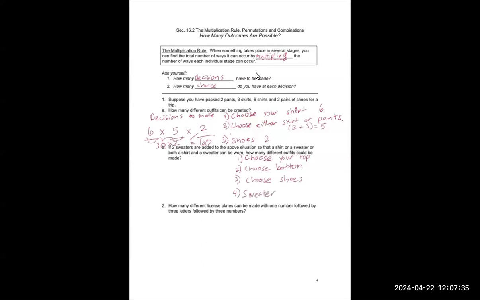And that's fine. And then there are two different sweaters that we could choose from. But let's see if that works out. Okay. If two sweaters are added to the above situation, so that a shirt or sweater or both, and both a shirt and sweater can be worn, how many different outfits can be made?